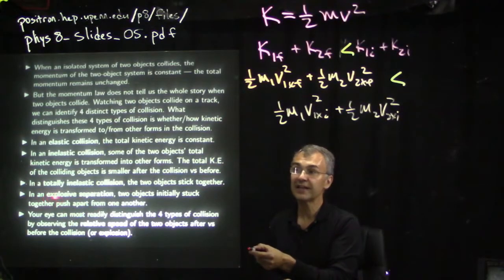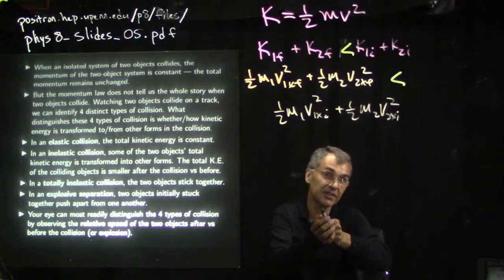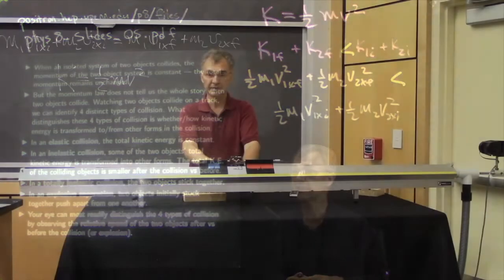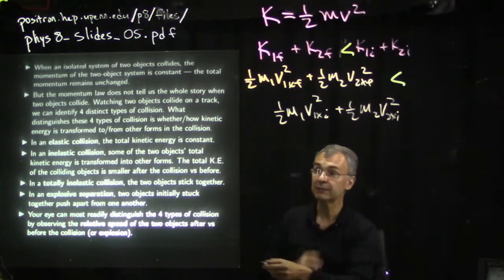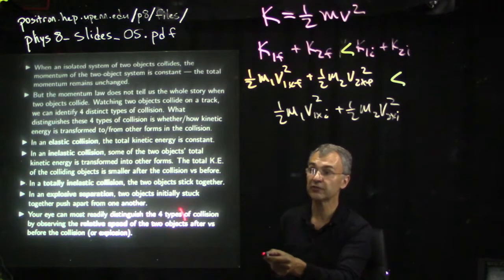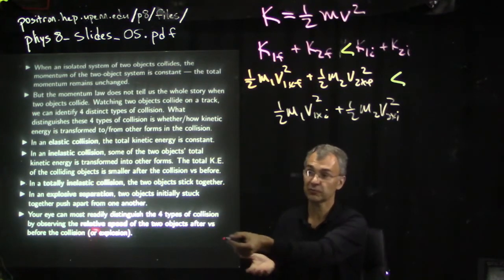And then, okay, in an explosive separation, you have two objects that are initially stuck together and they separate, usually due to the release of a spring or some other form of stored energy. Now, your eye can most easily distinguish the four types of collision by looking at the relative speed of the two objects after the collision versus before the collision, or the explosive separation.